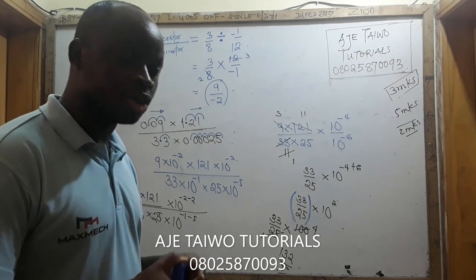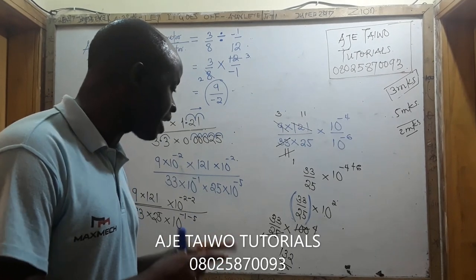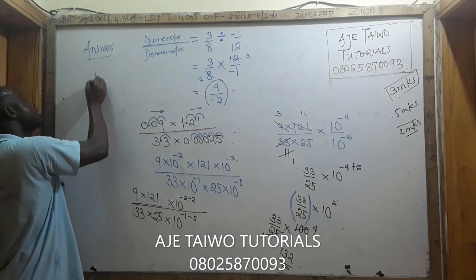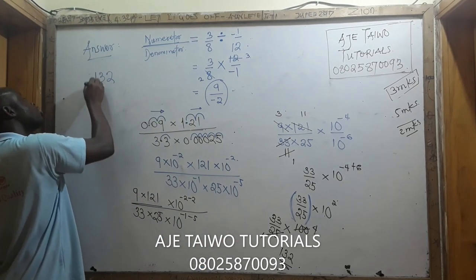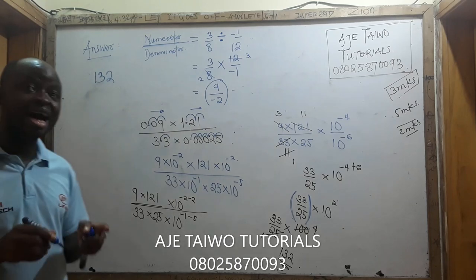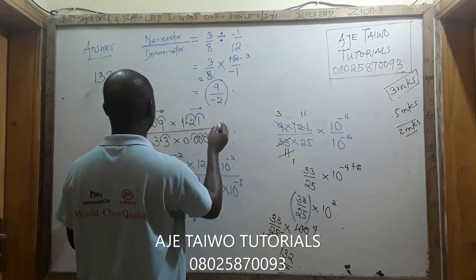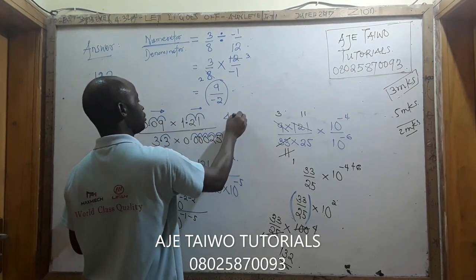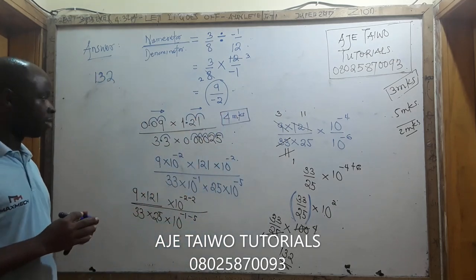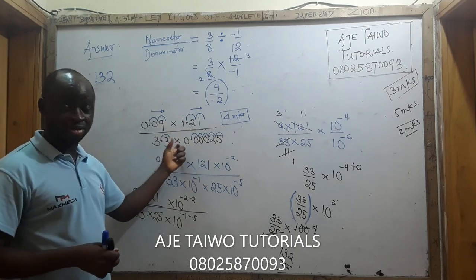The rule says what? Without using a calculator nor mathematical table, find this answer. So you got 132. You have been asked also to leave your answer in standard form. This question is 4 marks, though I'm not very sure, but it's not 2 marks. I think it's 4 marks or 3 marks.